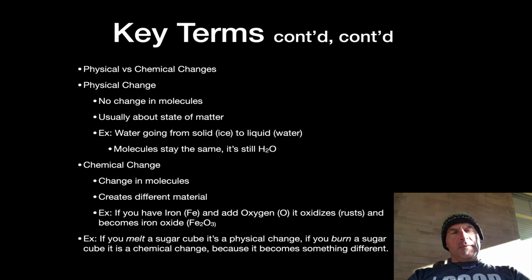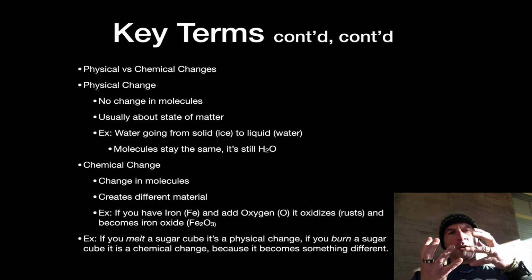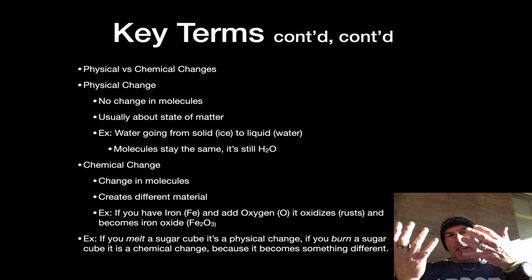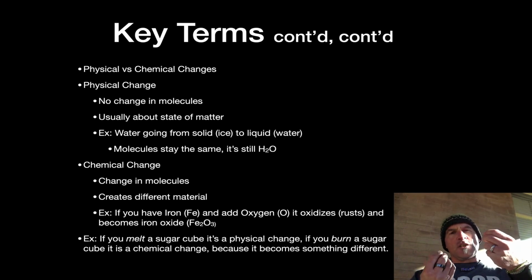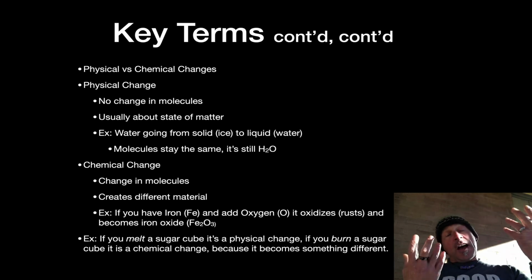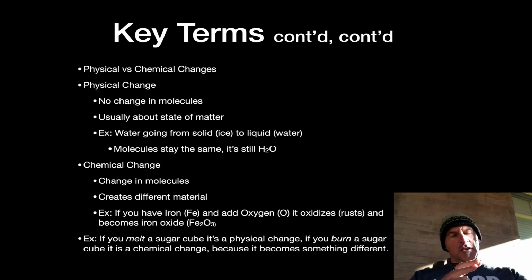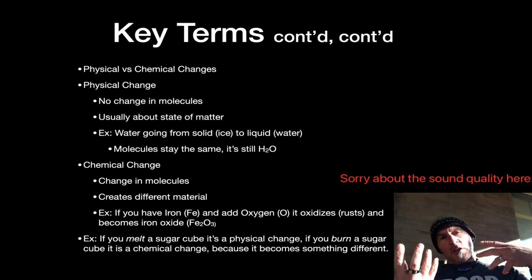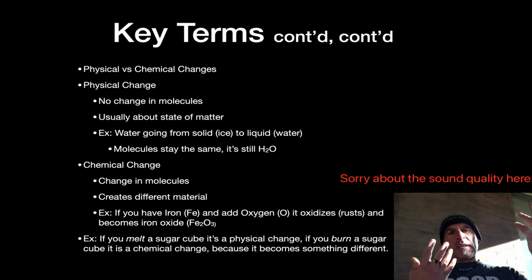So key terms continue. This is the difference between physical and chemical changes. A physical change is where there's no change in the molecules. It's usually about a state of matter. Like water, when it goes from a solid to a liquid, the molecules stay the same. It's still water, just in a different state. A chemical change is where there is a change that creates different material. For instance, if you have iron and you add oxygen to it, and it oxidizes, which is a fancy word for rust, then it becomes iron oxide, which is Fe2O3. The chemical change makes it something new.